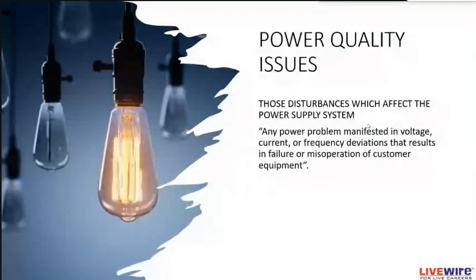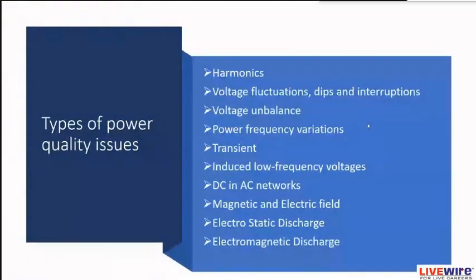So what are the power quality issues? Any issue which causes the voltage, current or frequency of the nominal wave to be changed will be termed as a power quality issue. There are various power quality issues in our power system. These are some of the types, like harmonics, voltage fluctuations, voltage unbalance, power frequency variations, and transients. These are some of the common power quality issues we face in the power system.